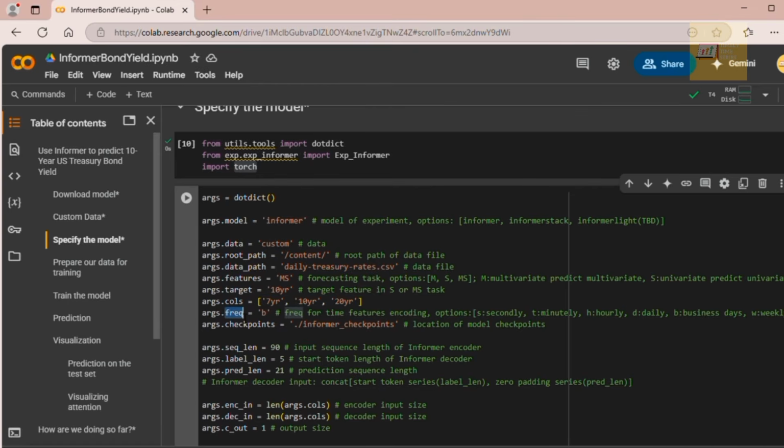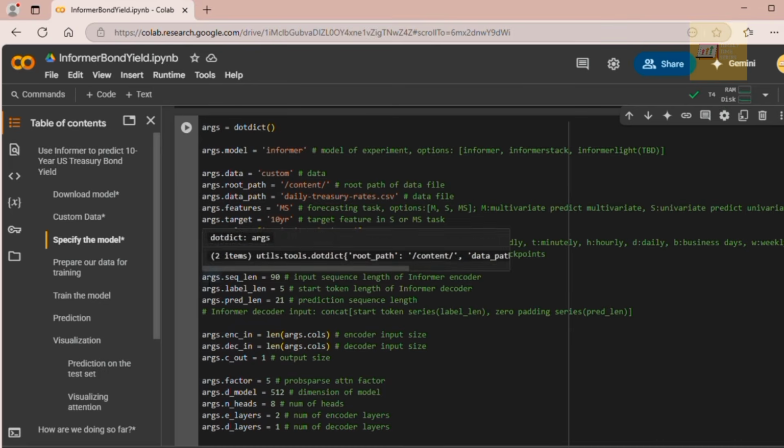The next parameter is the frequency of our time series. Our dataset has business days, so we put B in it. This model can accept many frequencies down to the second, but in our case, we will go with B. And then the next parameter is the checkpoints. This is for setting up the directory where the model will be saved.